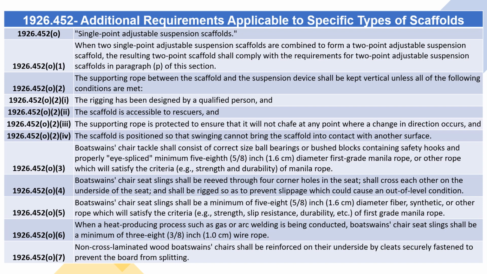1926.452 O3. Bosun's chair tackle shall consist of correct size ball bearings or bushed blocks containing safety hooks and properly eye-spliced minimum 5/8 inch (1.6 centimeters) diameter first-grade manila rope or other rope which will satisfy the criteria, e.g., strength and durability, of manila rope.